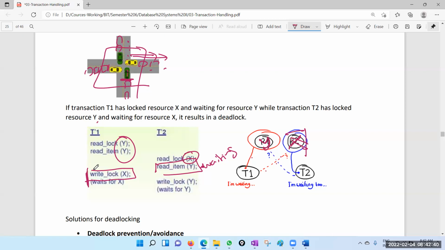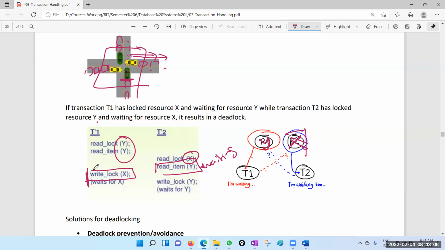If the database is up for the next 10 years, these transactions stay waiting for the next 10 years, right? Unless your database mediates and resolves this. So that is what is meant by deadlock handling.